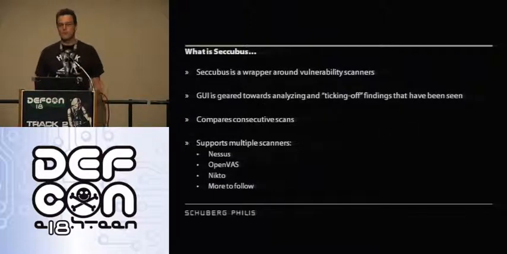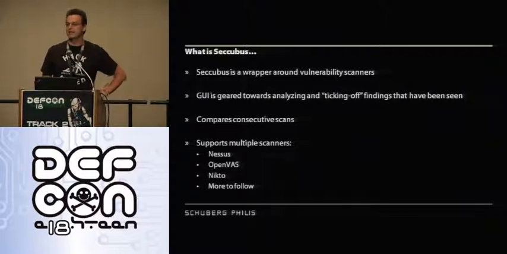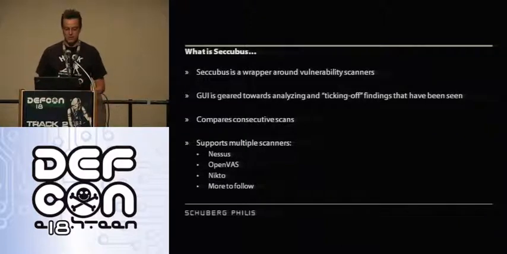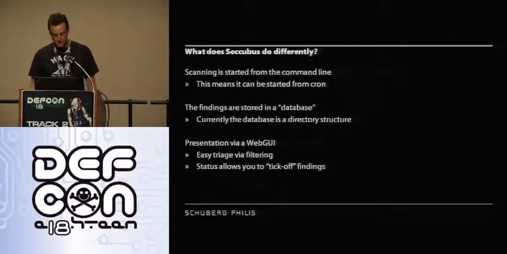Seccubus is a wrapper around Nessus OpenVAS, and it has a web GUI that's geared towards ticking off the findings. So it's actually designed to say, okay, let's go through these findings. Which ones have I done? Which ones haven't I got done? And it compares consecutive scans. Currently, it supports the following scanners: Nessus OpenVAS, Nikto, and there's more to follow.